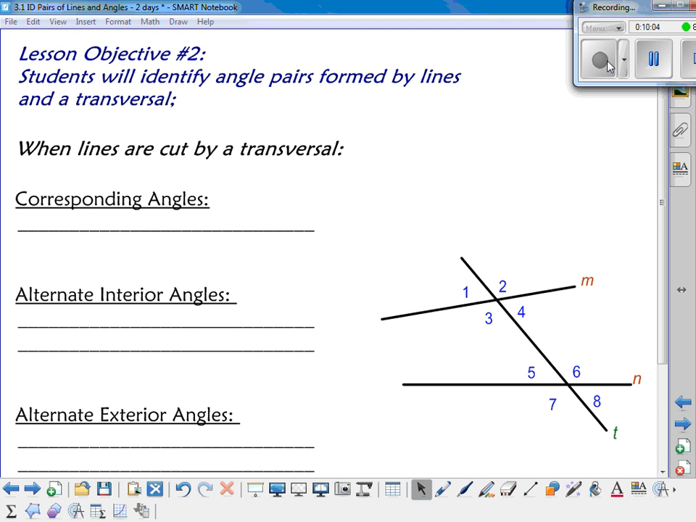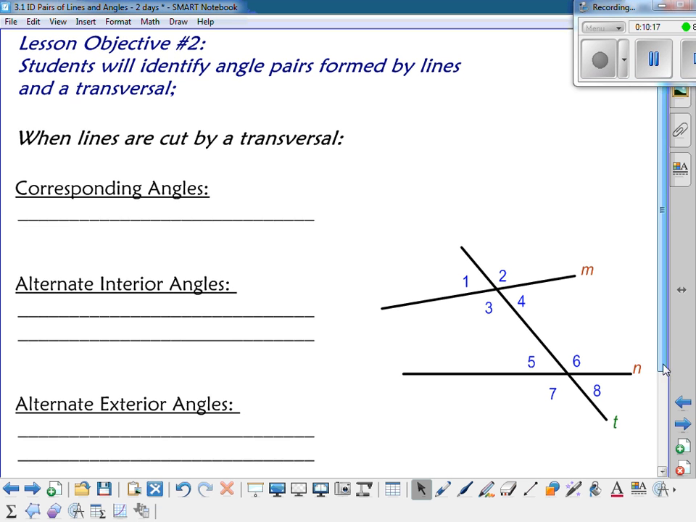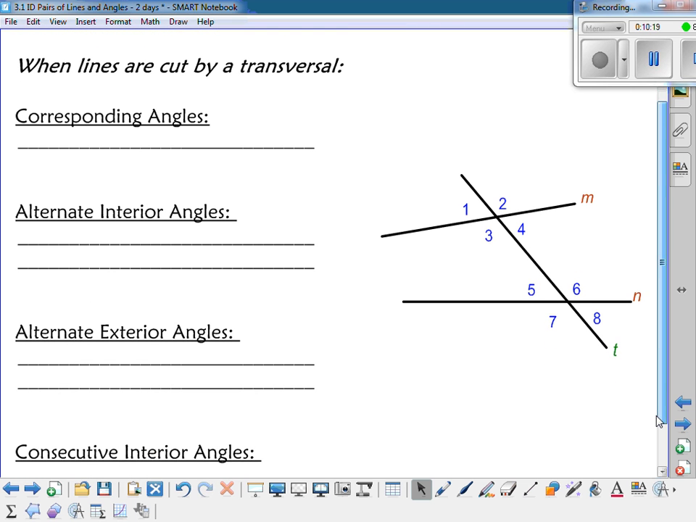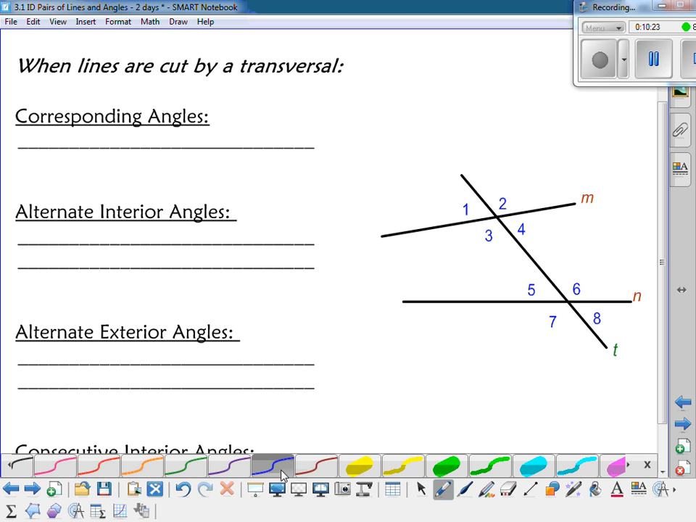All right, so our second lesson objective is that students will identify angle pairs formed by lines and a transversal. So when lines are cut by a transversal, we have four types of special angle pairs. The first type of special angle pairs is corresponding angles. And corresponding angles are simply angles that are in corresponding positions.